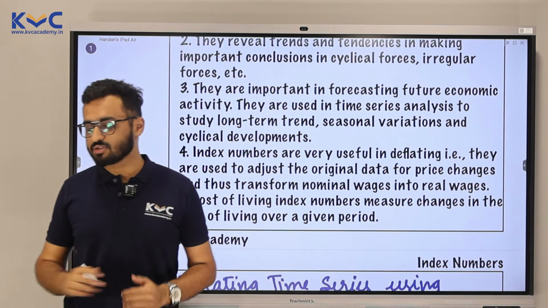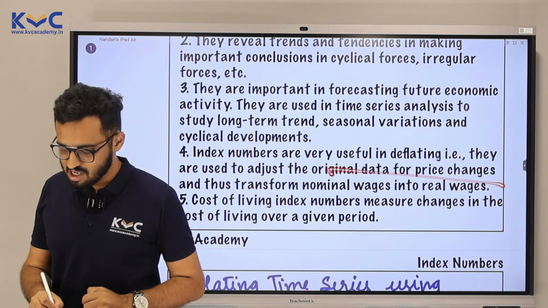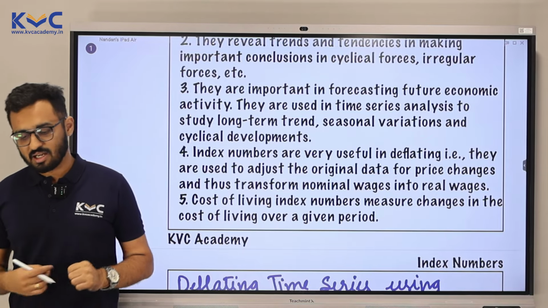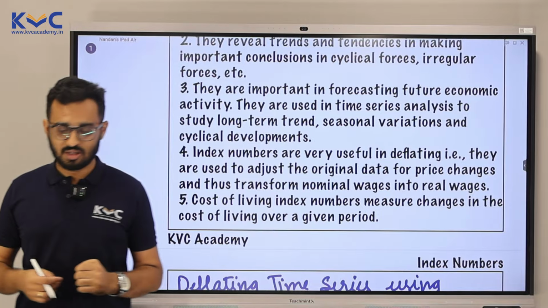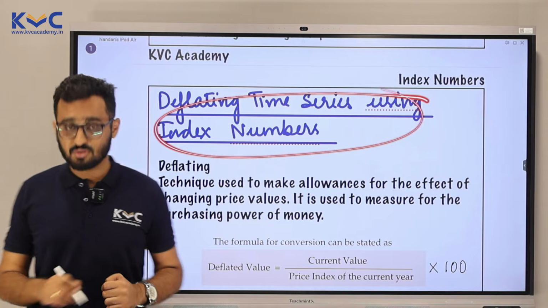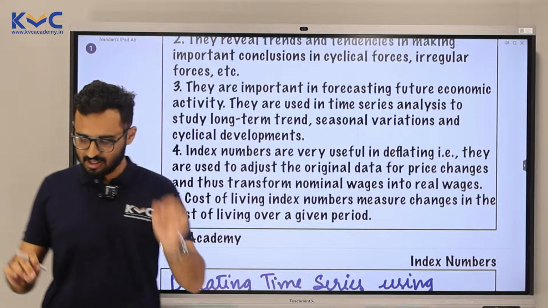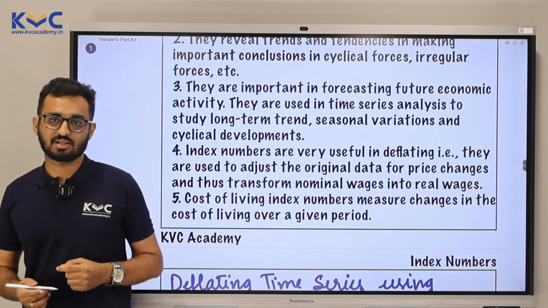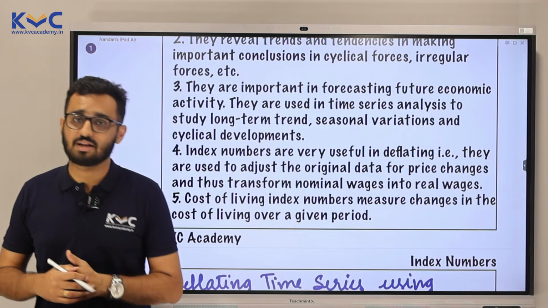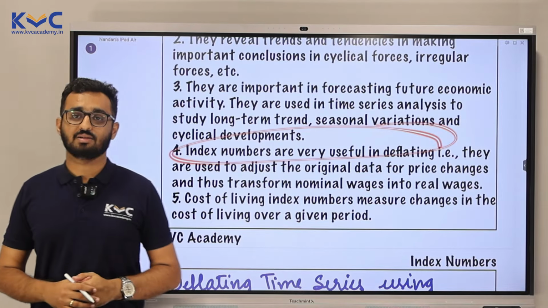Index numbers are very useful in deflating, that is, they are used to adjust the original data for price changes and thus transform nominal wages into real wages. We have a concept called deflating time series using index numbers. Okay, we'll come to that just after this discussion, so please hold on till then. You'll understand what deflating is. Deflating is a very important concept which helps you take the best out of index numbers.